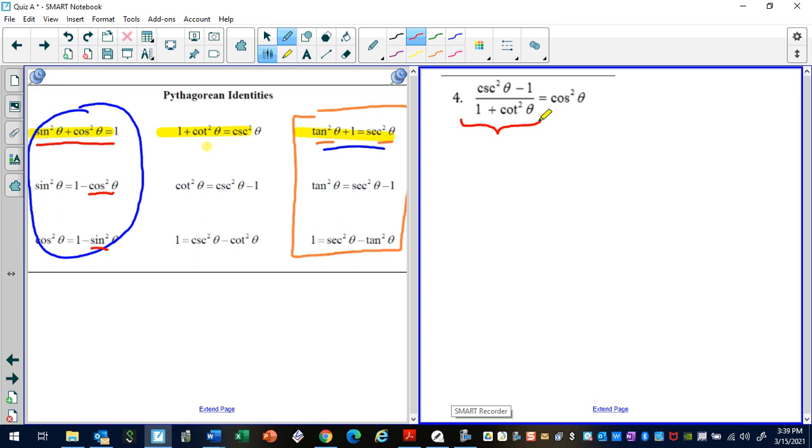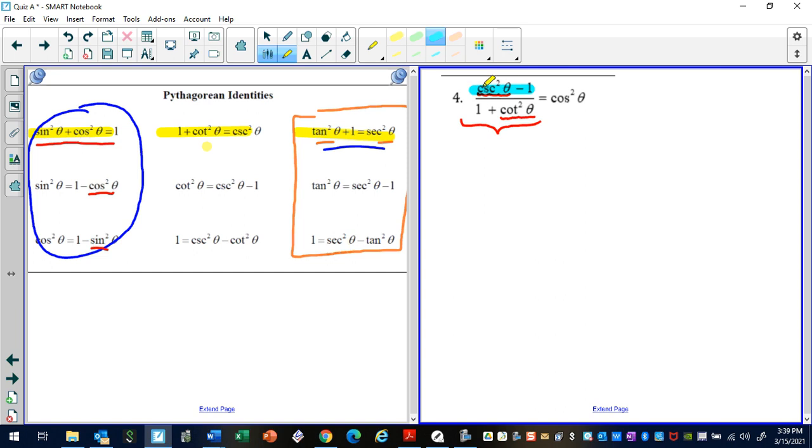There are multiple ways to do this. You can turn this into 1 over sine squared and cosine squared over sine squared. You end up having to do a common denominator on the top and a common denominator for the bottom. It's possible, but it's a lot of work. So instead, take a breath, slow it down, look at this. This should be something you recognize.